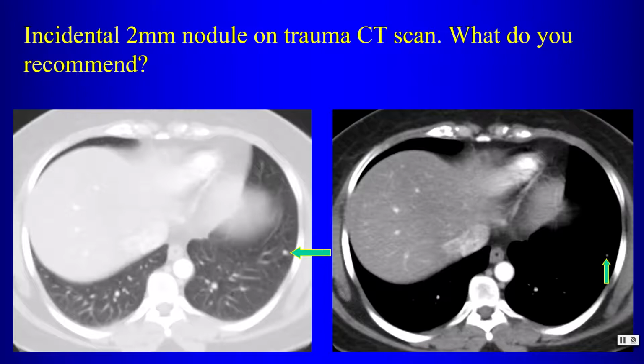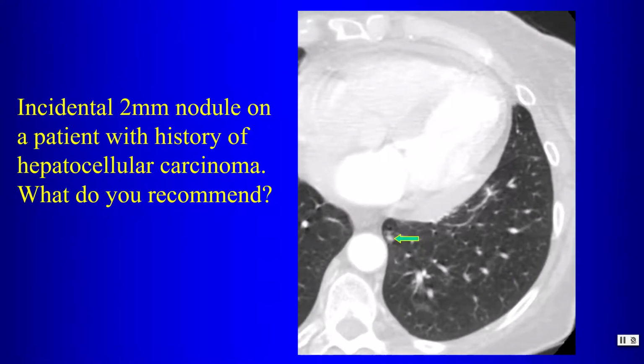So if I tell you that this is an incidental 2 millimeter nodule in a trauma CT scan, what would you recommend for this patient? And so here what we would do is we would follow the Fleischner criteria for incidentally detected nodules, and in a low risk patient, if the nodule is less than 6 millimeters, usually no follow-up is required.